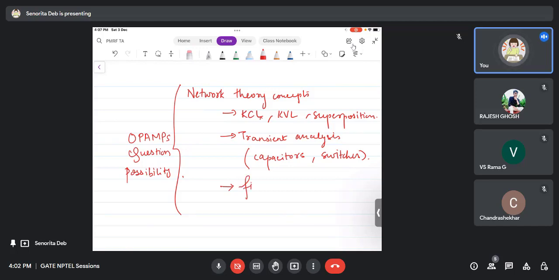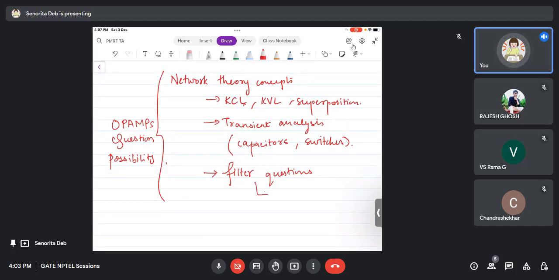They can give you filter questions, so be careful with the filter questions. Now, an Opamp circuit can be modeled as a low pass filter, high pass, or band stop. From these filter questions, again they can club with network theory, and they can ask you the Q factor, the quality factor, or they will ask you about frequencies, upper cutoff, lower cutoff, bandwidth. These kinds of questions may come.